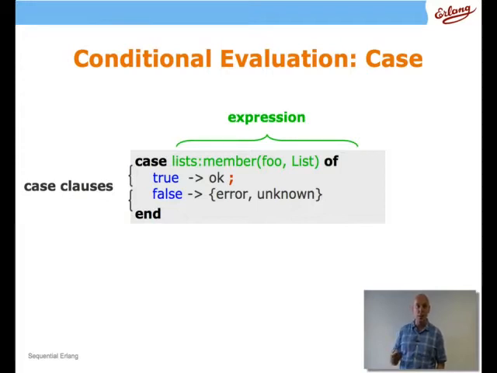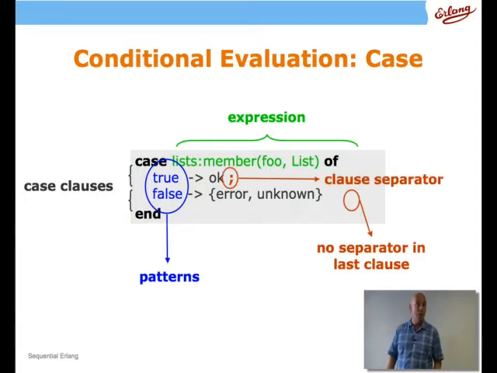The patterns can involve unbound variables or bound variables. In the case that they're unbound, they get bound just in the way we saw with function evaluation. The case here is a very simple one. What you've got are true and false, the atoms true and false, which represent the Boolean type. And in the true case, you return OK. In the false case, you return the tuple, beginning with error and ending with unknown. Clauses are separated just like function clauses with a semicolon, but there isn't a separator after the last clause because they're separators rather than terminators.